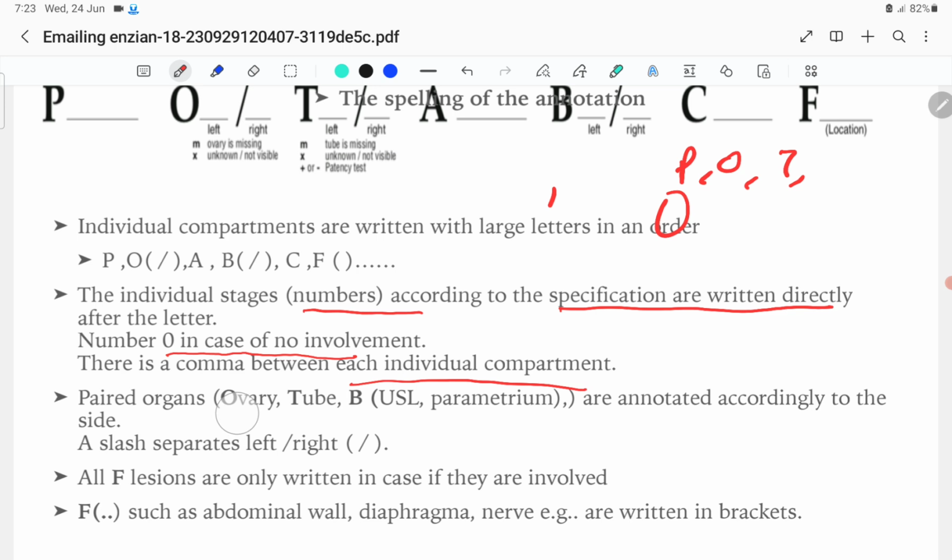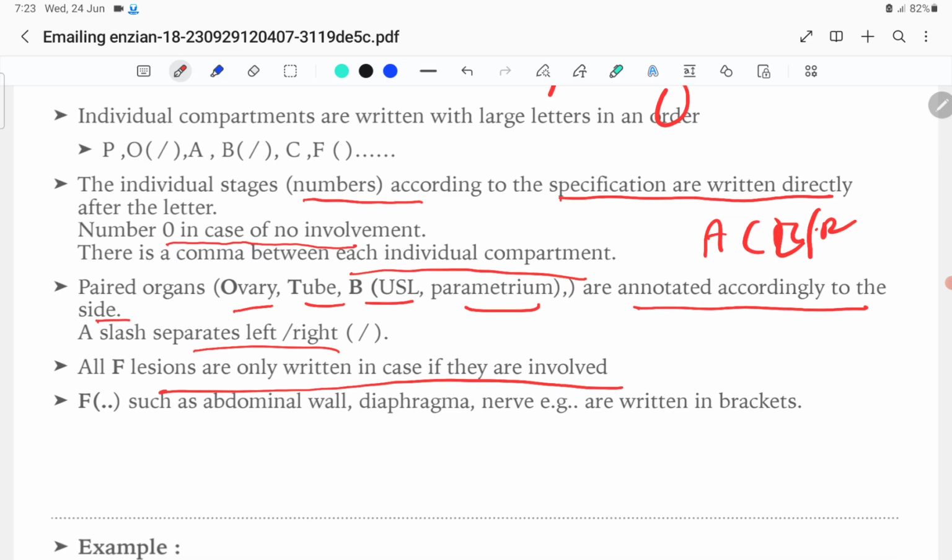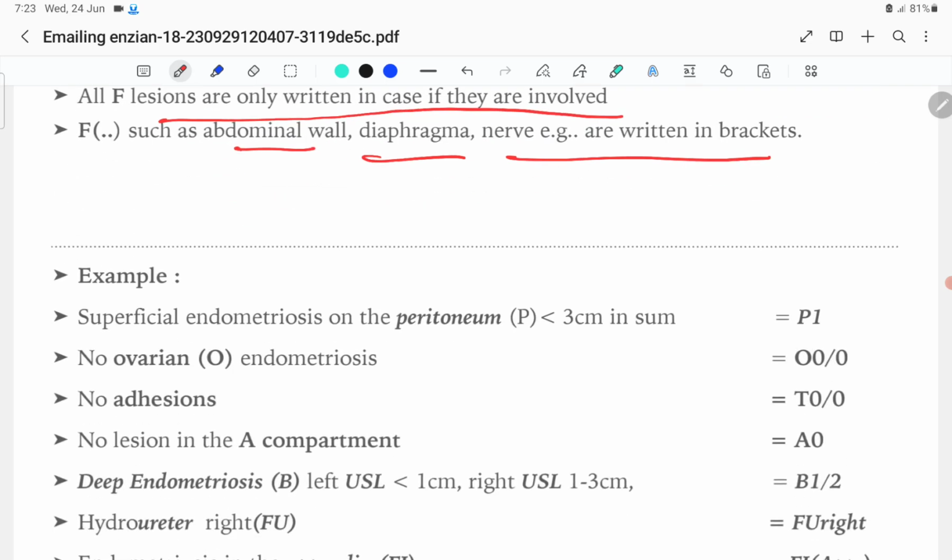Okay. Paired organs like ovary, tube, uterosacral ligament, parametrium are annotated according to the right side and left side, like A slash A, right or left. Okay. All F lesions are only written in case they are involved. All F lesions, like extragenital location, if involved, you have to write, such as abdominal wall, diaphragm, knobs, written in brackets. Example, superficial endometriotic lesion of the peritoneum, P less than 3 cm. P less than 3 cm means that is P1.